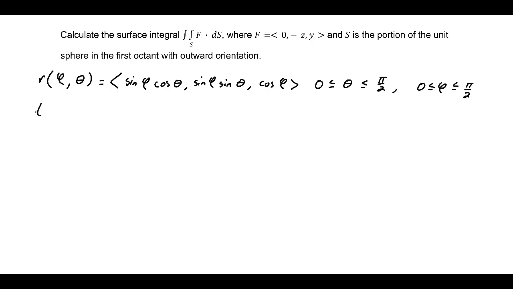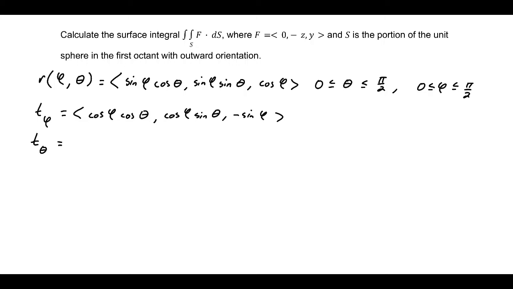From this, we can find T sub phi, that is equal to the vector ⟨cosine phi cosine theta, cosine phi sine theta, negative sine phi⟩, and also T sub theta is equal to the vector ⟨negative sine phi sine theta, sine phi cosine theta, 0⟩.